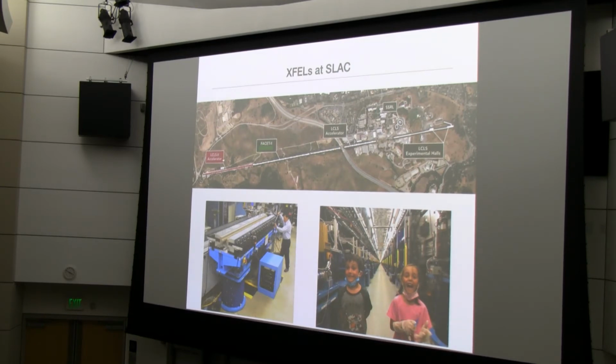So this is what it looks like. At SLAC, we have a 3 kilometer tunnel. The third kilometer is what we call LCLS, which is the free-electron laser that's been working for the last 12 years. And now in the first kilometer, we have LCLS-II, which is really exciting.